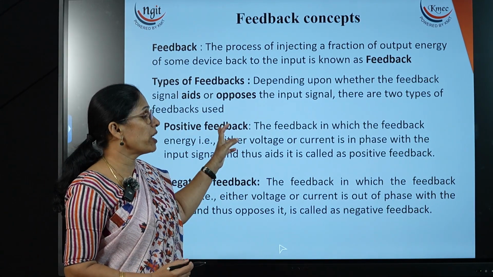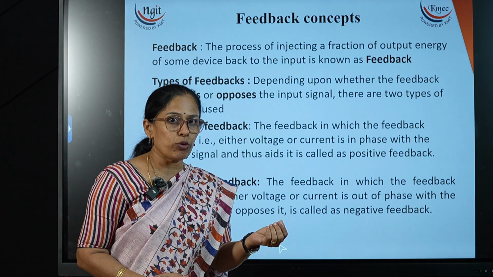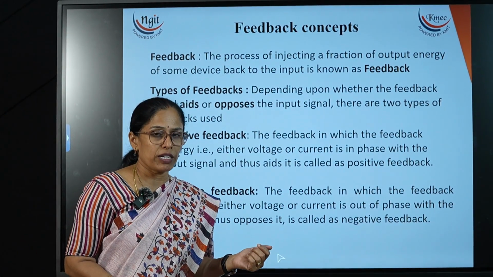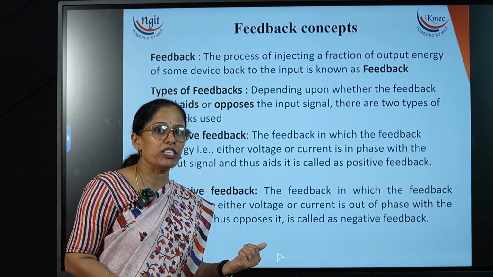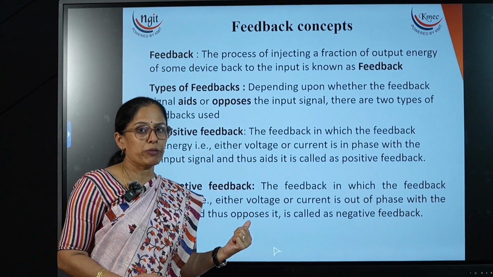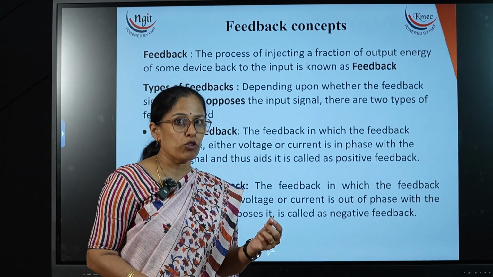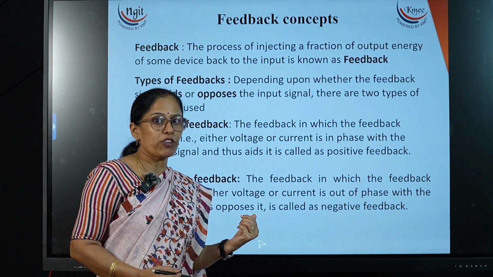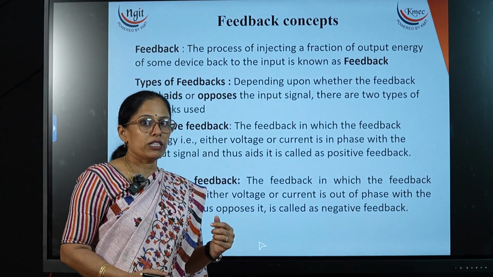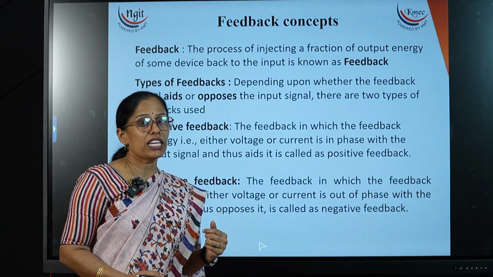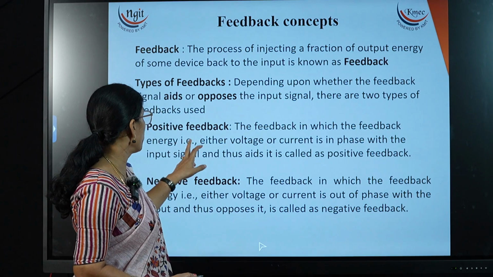What is positive feedback? When we take the output and apply it at the input, that signal should be in phase with the input signal. That is, the feedback signal is added to the input signal, then that is positive feedback. And negative feedback means whatever sample of output we have taken, when we apply it at the input, it is subtracted from the input signal, or the phase is 180 degrees out of phase with the input signal, then that is called negative feedback. So these are the two different types of feedback.